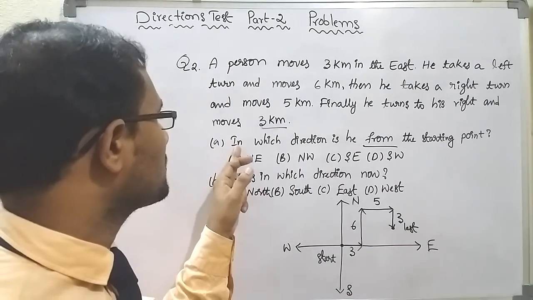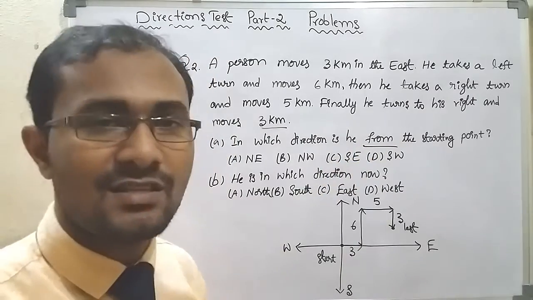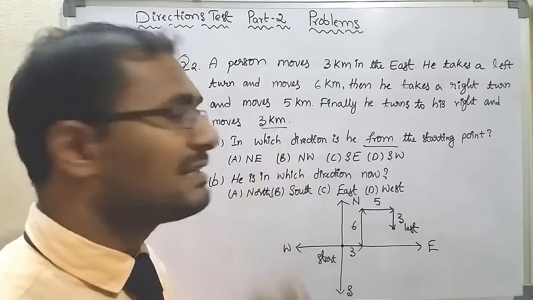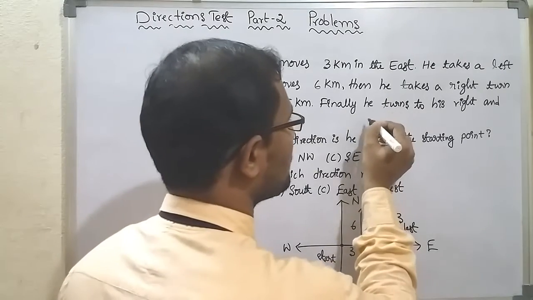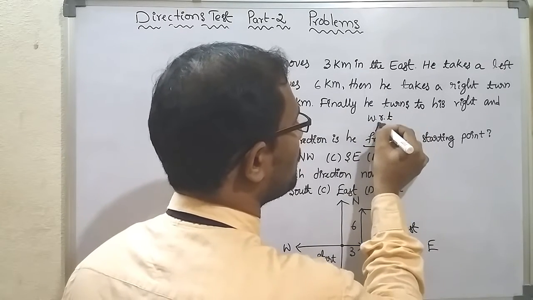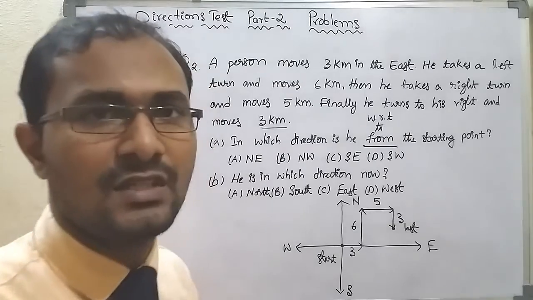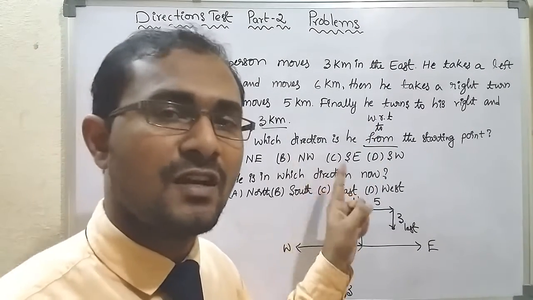Now let me read the first question. In which direction is he from the starting point? See, this is a direction related question with keywords. What are the keywords? I already told you: with respect to, from, and to. In the question they are going to give you these type of keywords: with respect to, from, or to.